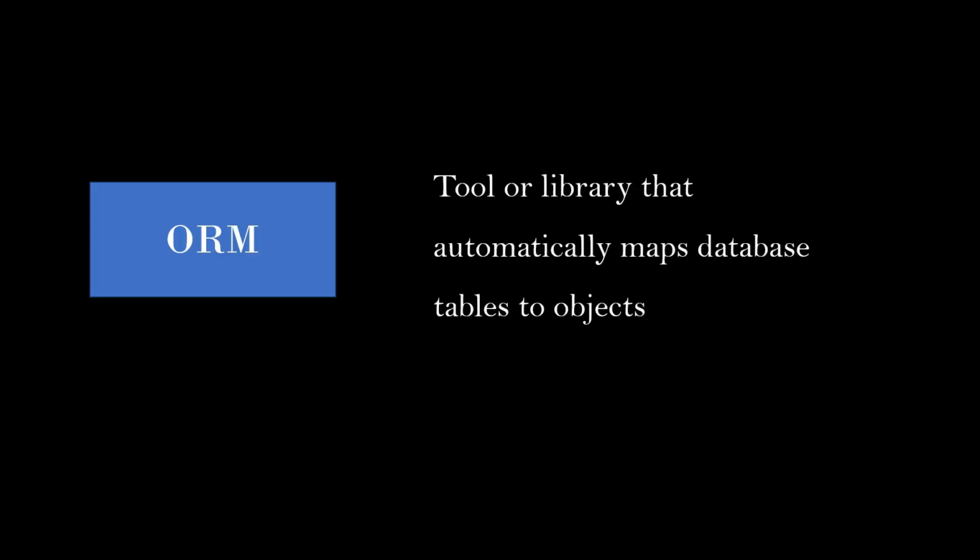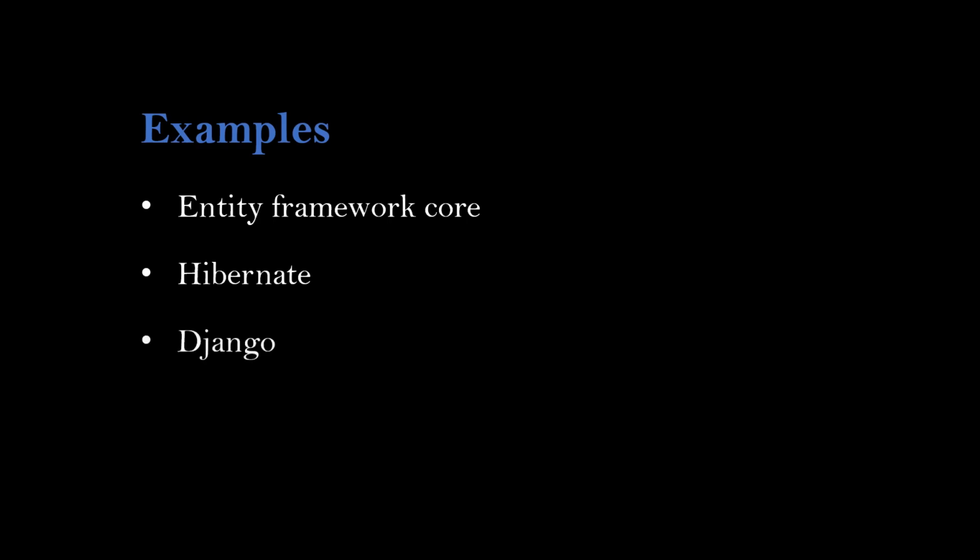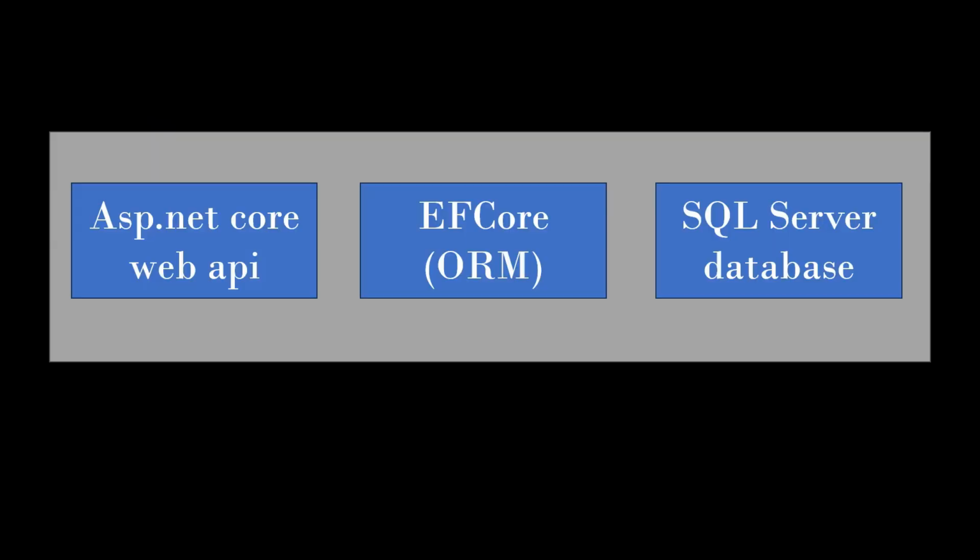ORM is a tool or a library that automatically maps database tables to objects. There are various ORM tools available in the market. Entity Framework Core is one such tool, and we are going to use that. And apart from Entity Framework Core, we have Hibernate, Django, Sequelize, and many other tools. In summary, we are going to use this combination: ASP.NET Core Web API and Entity Framework Core as ORM tool, and SQL Server as our database.